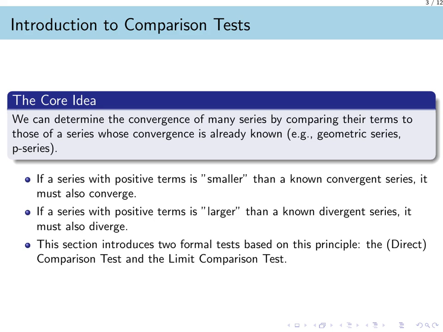Conversely, if your unknown series is larger than a known divergent series, then it must also diverge. If it is always bigger than something that goes to infinity, it must also go to infinity. In short, we can determine the fate of a complicated series by comparing it to a simpler one. This section will formalize these ideas into two specific methods: the direct comparison test and the limit comparison test.